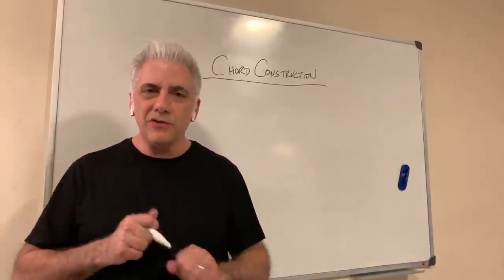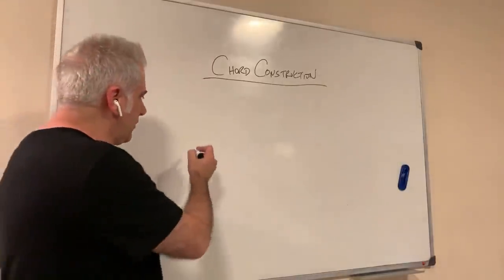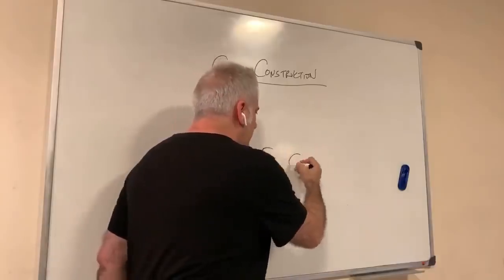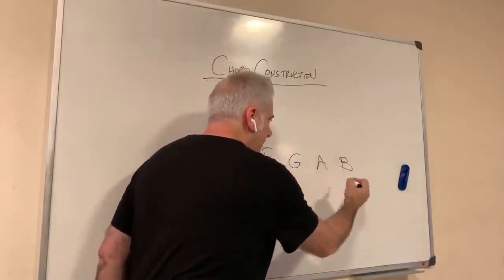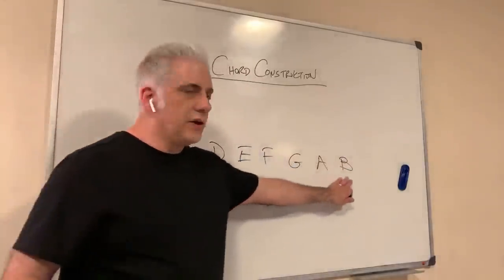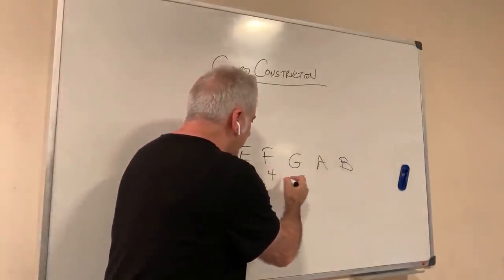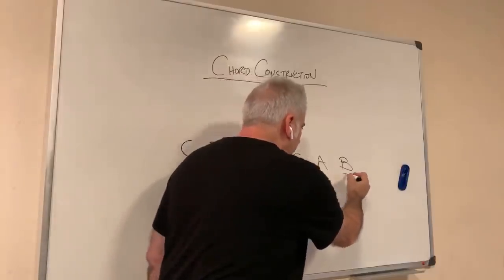We're going to use a C major scale, so I'm going to simply write out the notes of C major. You just follow the alphabet, C, D, E, F, G, A, B, okay? Now, these are the notes of the scale, and I'll number them. 1, 2, 3, 4, 5, 6, 7.